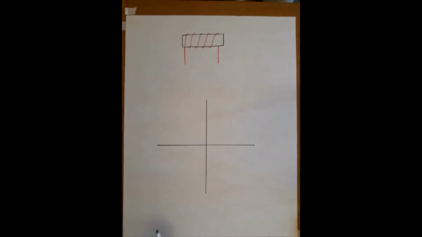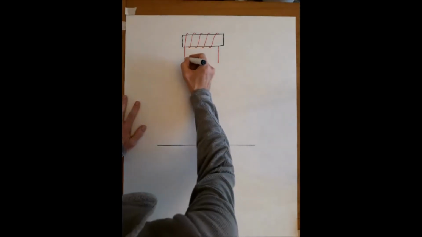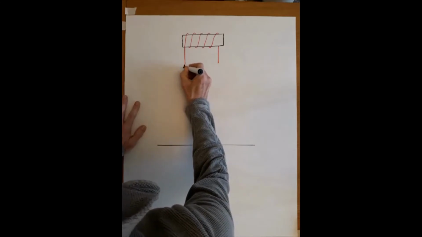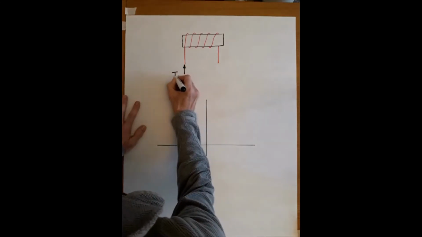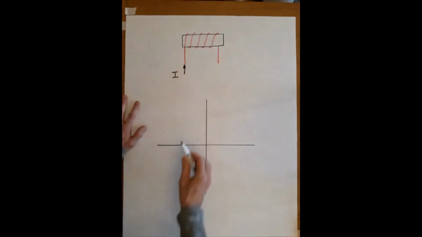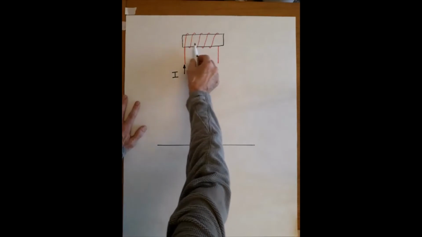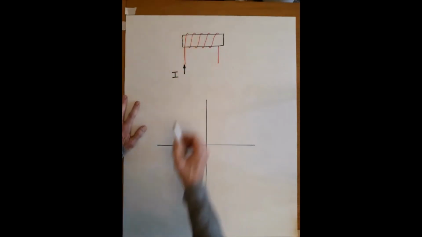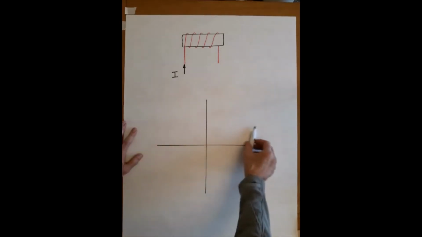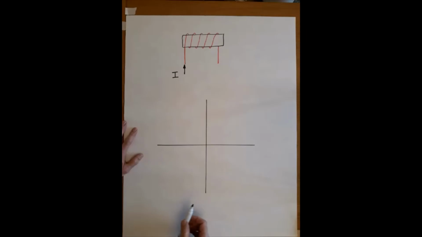So let's have a look at it. We're going to pass a current in there. This will give this magnet a particular polarity. The current will flow and make an electromagnet. So let's try and describe on these axes what is happening.